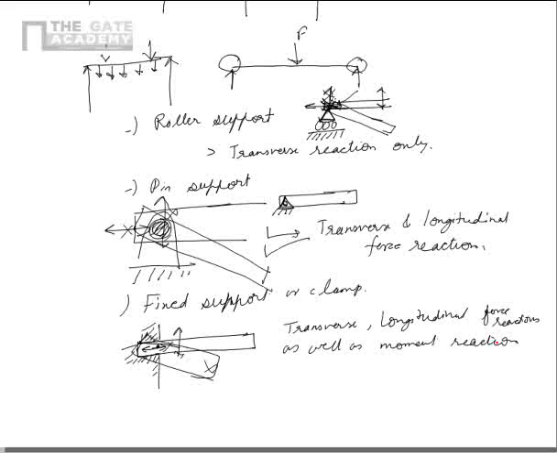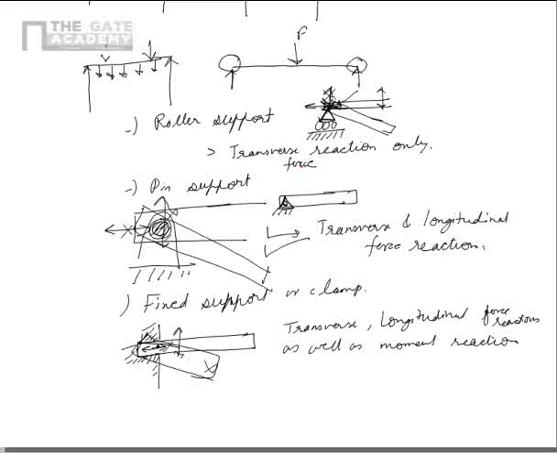The first support is called a roller support, which provides only transverse force reaction. This is a transverse force reaction. Pin support is the second kind of support. It provides both transverse and longitudinal force reactions, and the fixed support or clamp provides the transverse and longitudinal force reactions as well as the moment reaction. Okay.